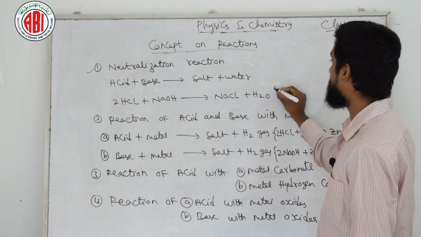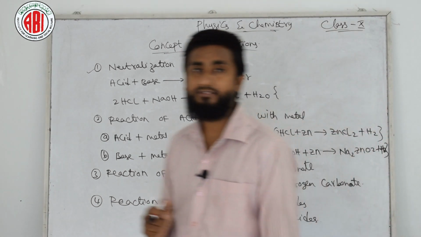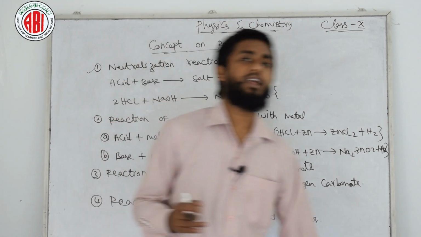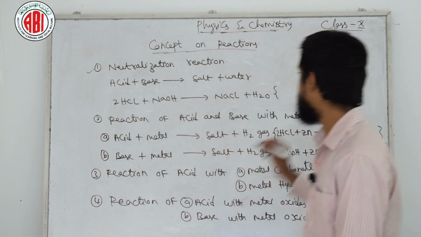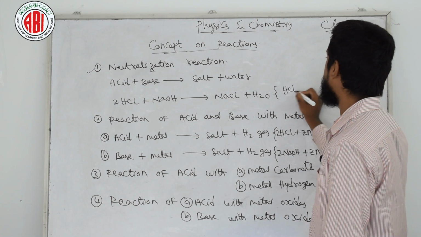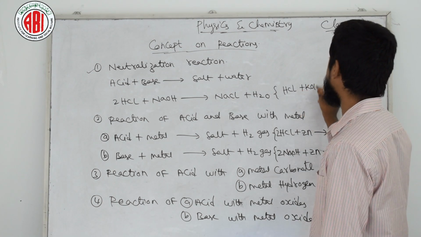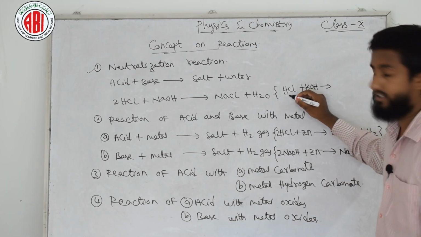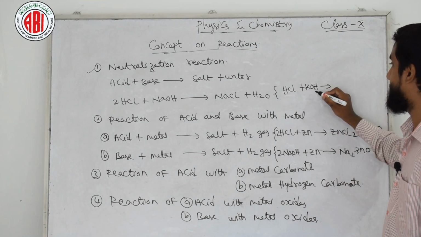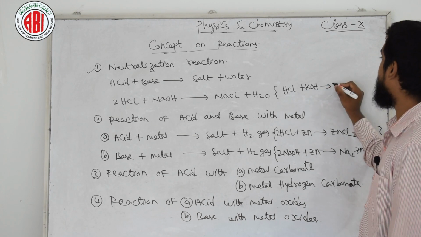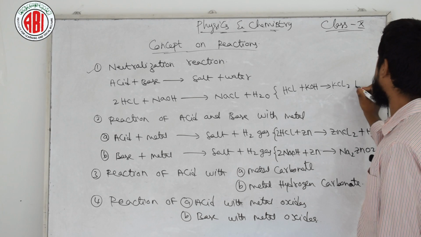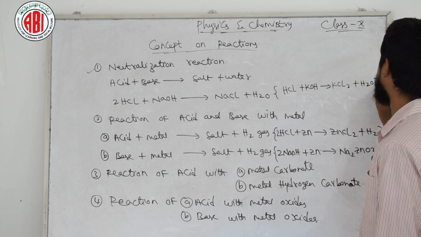But student, I want to remind you one thing. I showed you this neutralization reaction in the lab, if you remember. But in the lab I used materials like HCl, plus I took KOH, that is potassium hydroxide. Here HCl is the acid, potassium hydroxide is the base. So what will it give? KCl2 plus H2O. It will give like this.